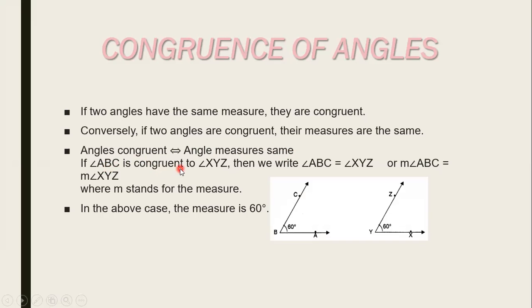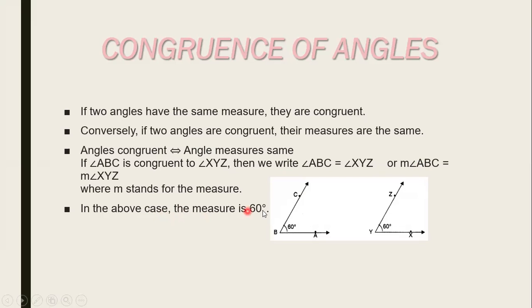If angle ABC is congruent to angle XYZ, then we write it with the congruence symbol: angle ABC ≅ angle XYZ. Like this we write. Or m∠ABC = m∠XYZ, where m stands for the measure. If you write like this, this m means measure. So angle ABC equals angle XYZ, that means both the angles will be the same.